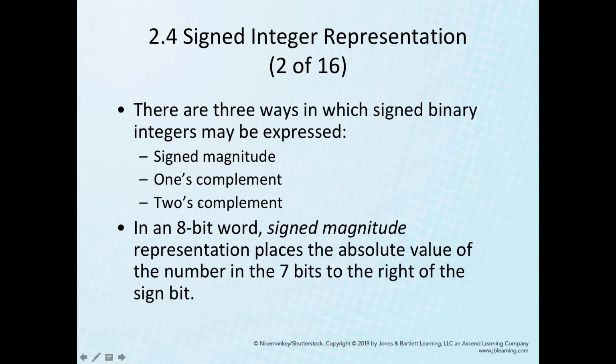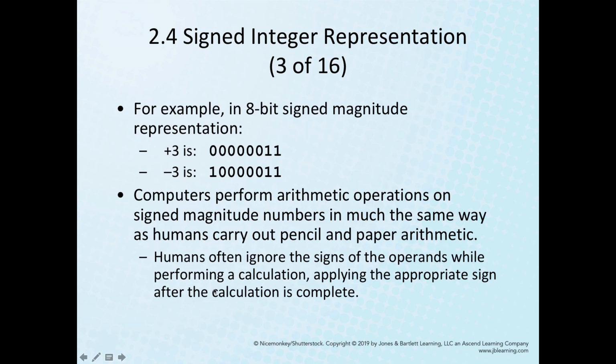There are basically three ways using the leftmost bit as a sign: signed magnitude, one's complement, and two's complement. If we use an 8-bit number, then only 7 bits are used to represent the value, and the leftmost 1 bit is a sign, positive or negative.